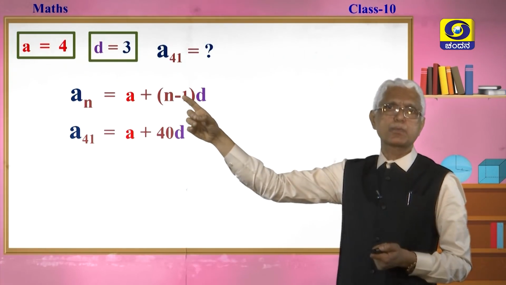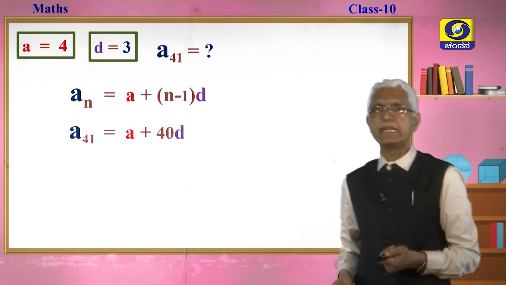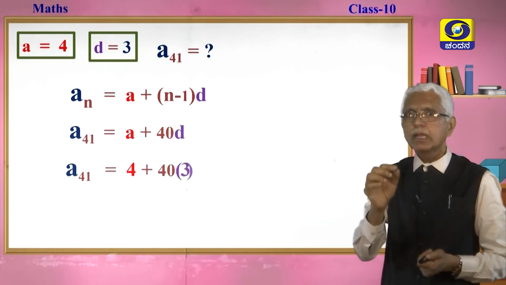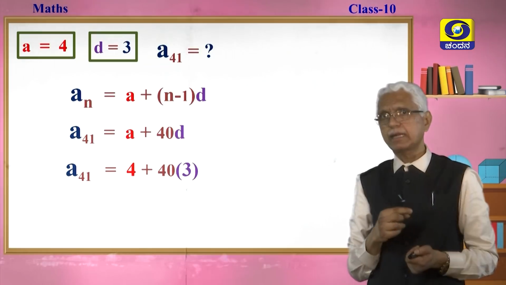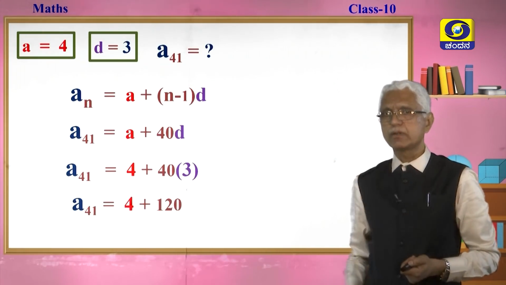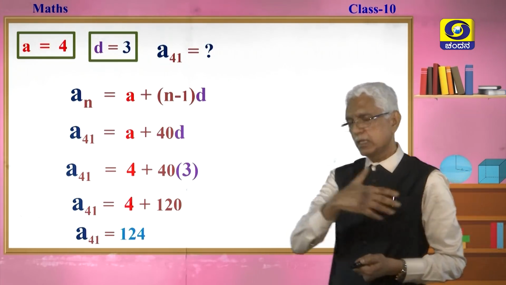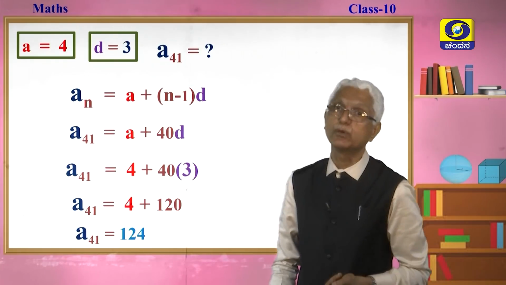In place of n, what are you supposed to put? 41. 41 minus 1 is 40. So, a plus 40d, right. A is 4, you have calculated. D is 3, just substitute. 40 into 3 is 120, 120 plus 4 is 124, a 41 is 124. Therefore, the 41st term is 124.